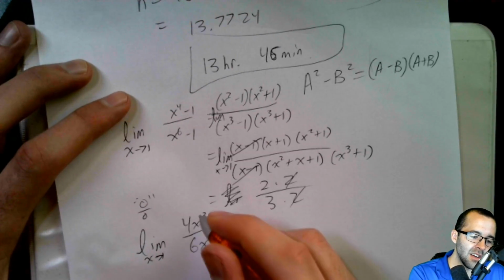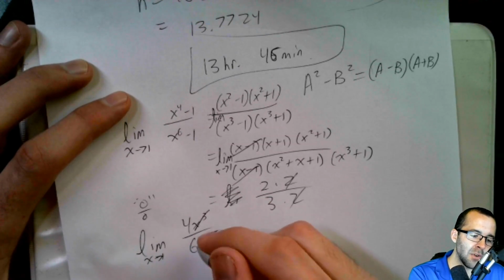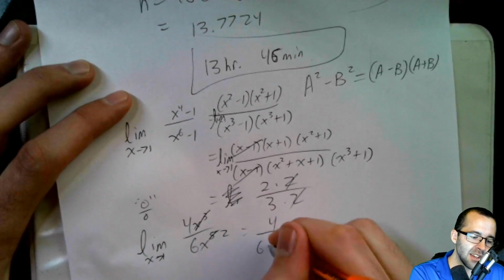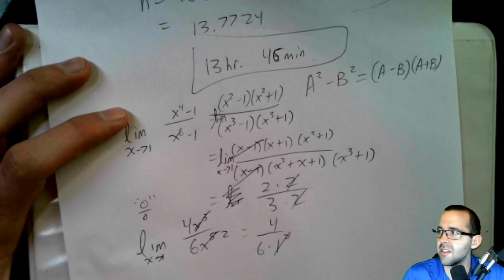Well, now x cubed cancels with this. It takes away 3 of them. So we have 4 over 6x squared. And again, now we can plug in 1 no problem. We get 4 over 6 times 1 squared. But again, 1 squared is just 1. It's just 4/6 or 2/3.